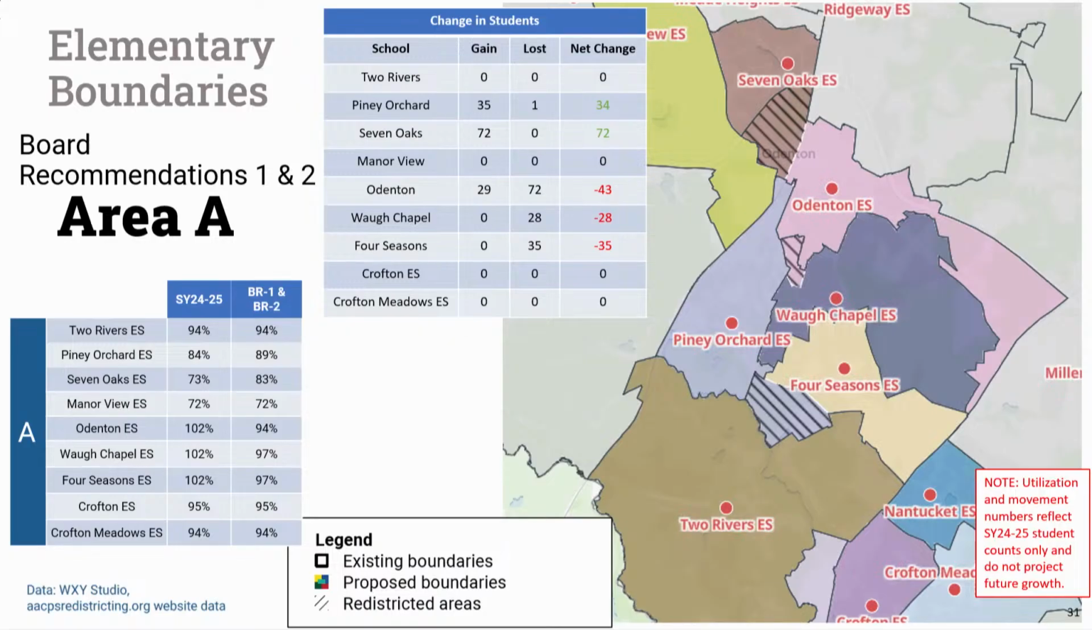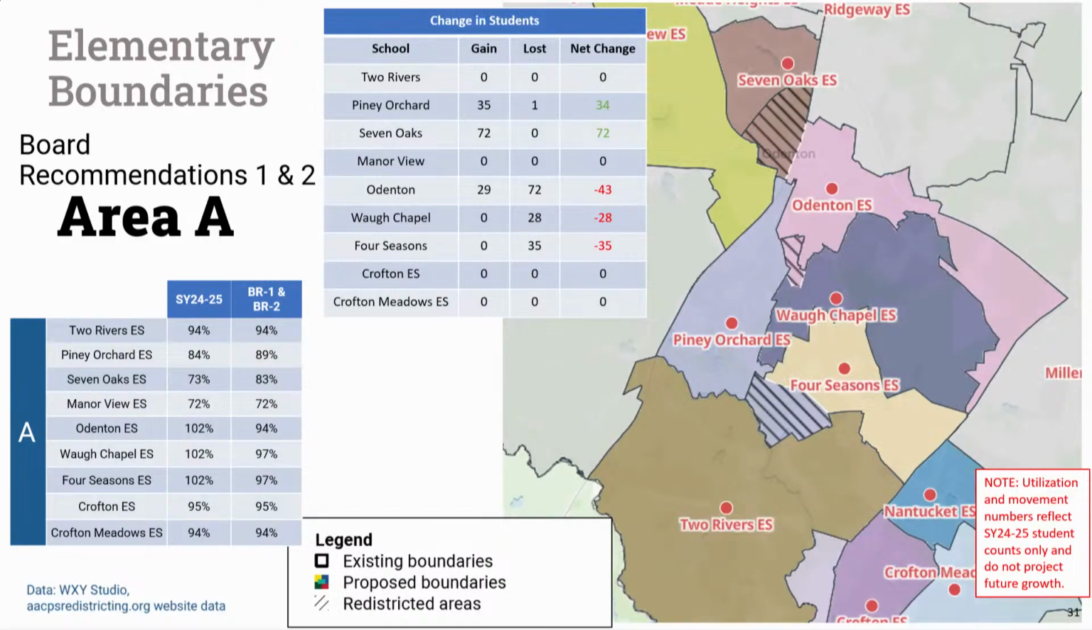When we review the movement chart for both board recommended BR1 and BR2, the following current student count changes are noted. At Two Rivers, 0 students are moved to Piney Orchard and no students are gained, remaining at 94% utilization using current enrollments. It's important to note that this utilization number does not factor in future residential growth from development. At Piney Orchard, 35 students are gained and 1 is moved. A net gain of 34 students is achieved for 89%. At Seven Oaks, 72 students are gained from Odenton Elementary, giving it 83% utilization. At Manor View, 0 students are gained.